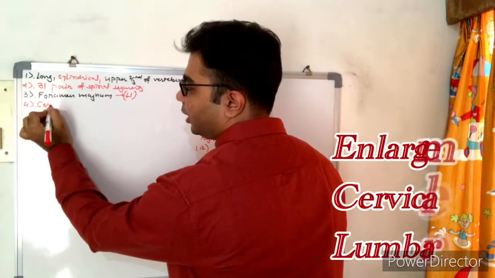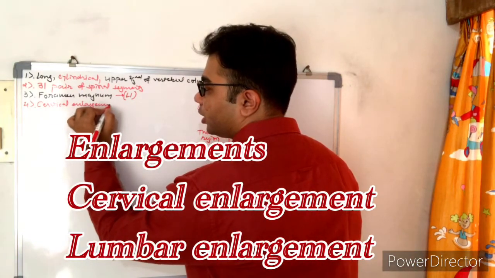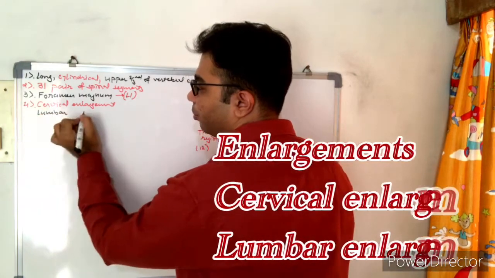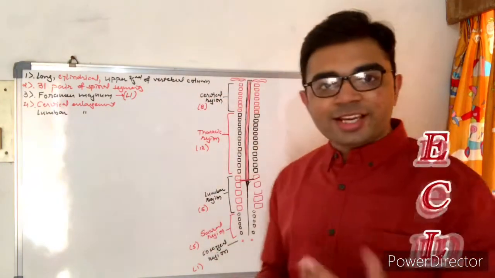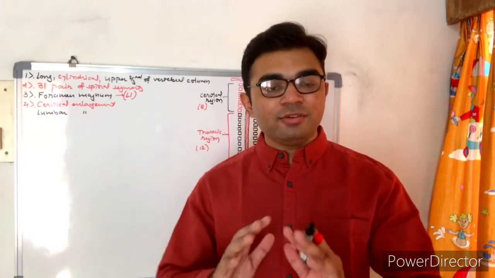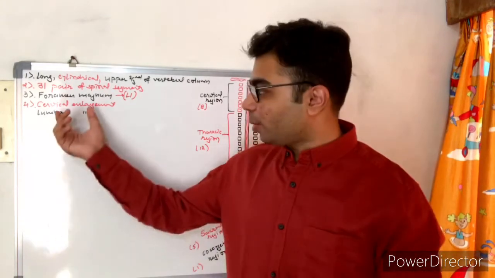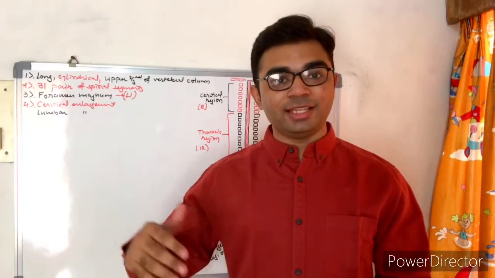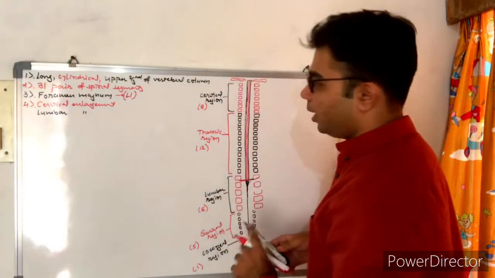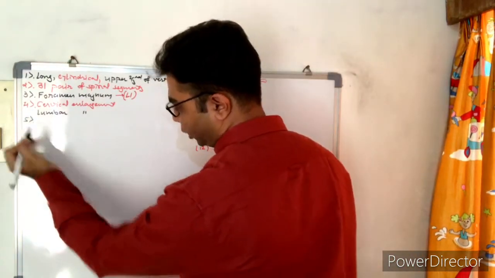The next very important feature is that there are a total of 2 enlargements in the spinal cord. First is the cervical enlargement, and the second is the lumbar enlargement. They have a particular significance: the cervical enlargement gives rise to the nerves which supply the upper limb, and the lumbar enlargement gives rise to the nerves which supply the lower limb.